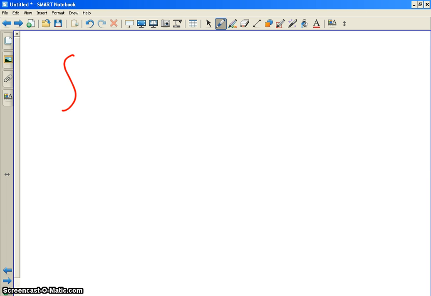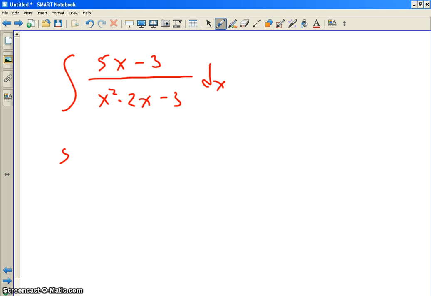Okay, so let's say I want to integrate this instead. The idea is, can I break this up as the sum of two, or three or four fractions that are actually easier to integrate? So forget the integral and the calculus for a minute. Let's do a little algebra.